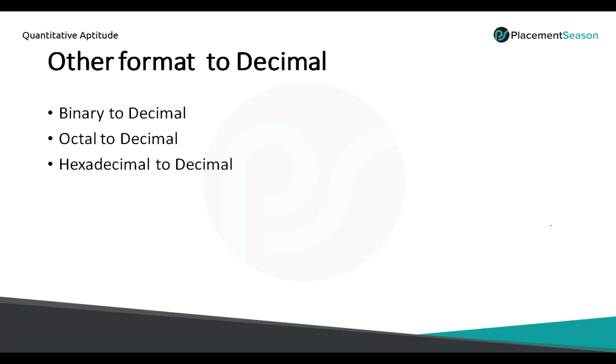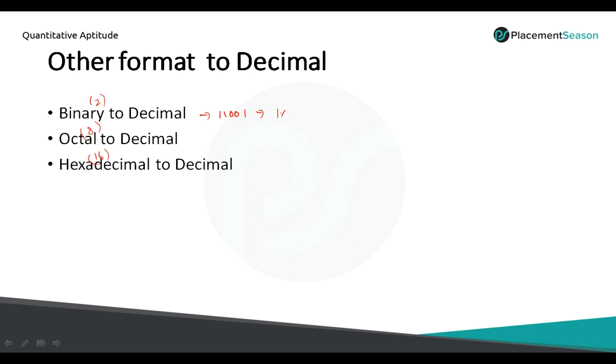Now let's discuss how to convert from other format to decimal. So if you want to convert from binary to decimal or octal to decimal or hexadecimal to decimal, you have to follow a method like this. So let's take an example, 11001. If you want to convert this 11001 to decimal, multiply each digit with the source base value. So source base value is 2, 8 and 16. So for binary the base value is 2.